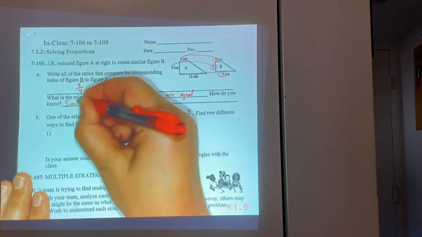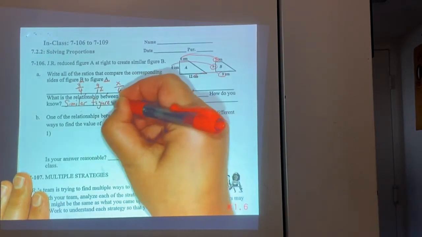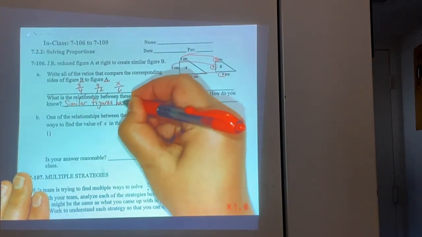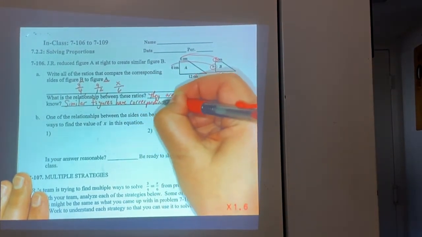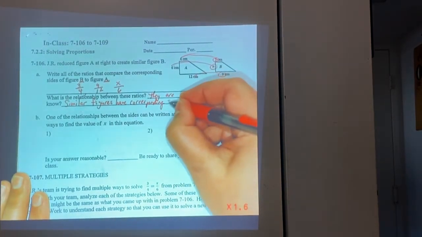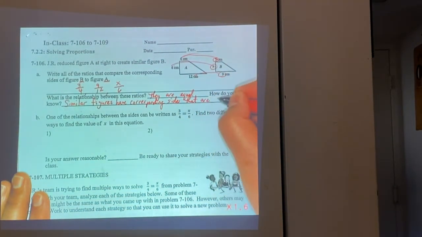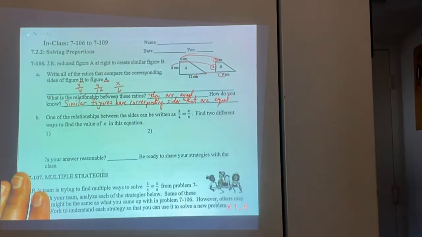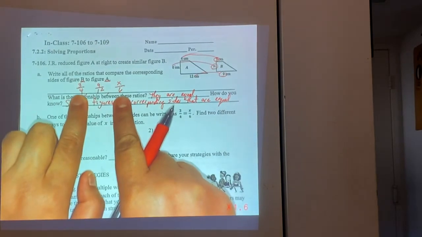Similar figures have corresponding sides that are equal ratios. One of the relationships between the sides can be written as 3/4 equals X over 6. So I took this one and I set them equal.